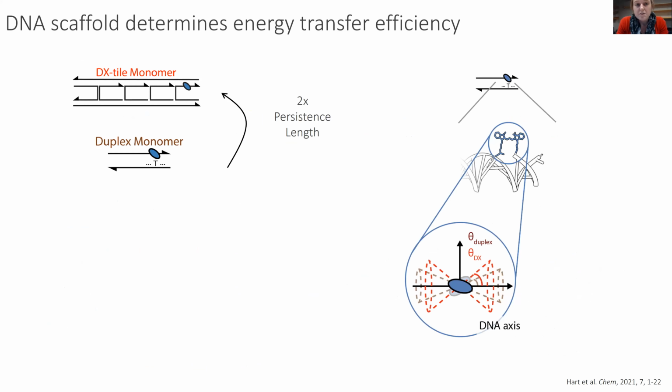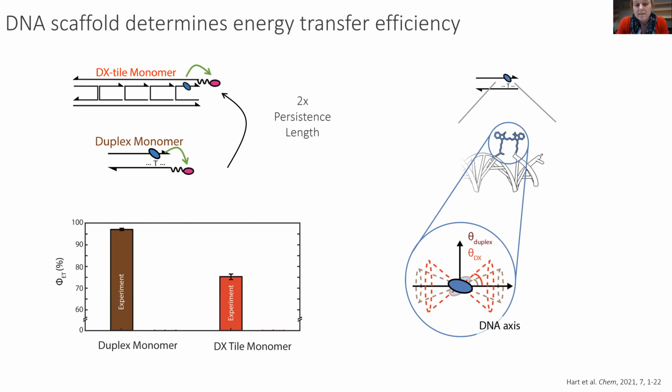And so to do this, we took our structural DNA motifs of a duplex and a DX tile, and we added a lower energy psi5 or trap state, where we can basically track energy from the psi3 to the psi5 in a relatively clean fashion.